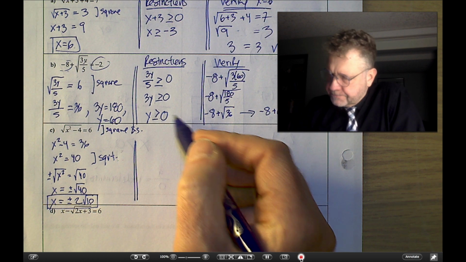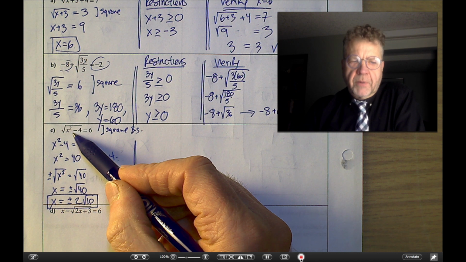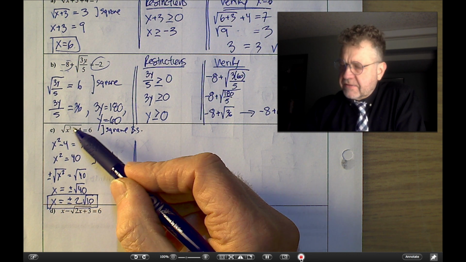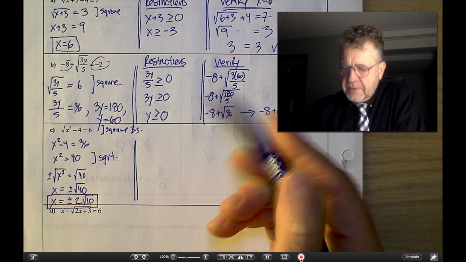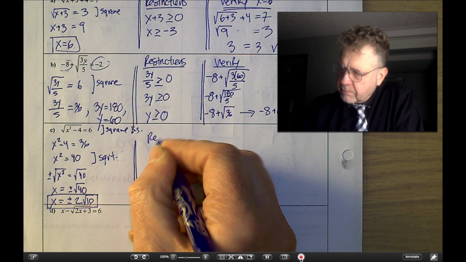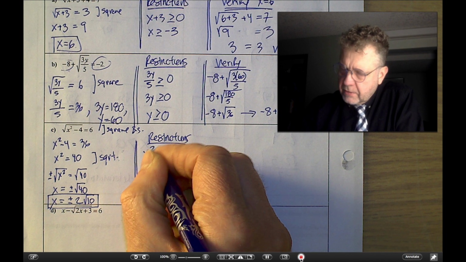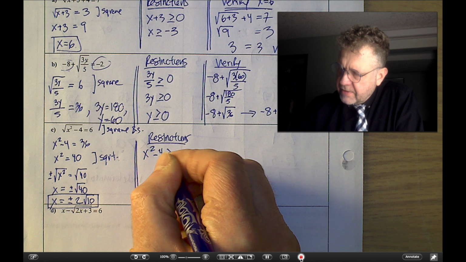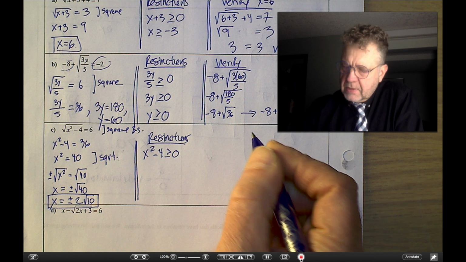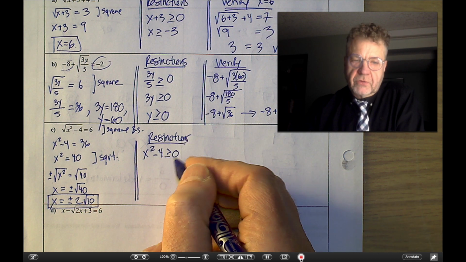Well, it's the same story. Whenever you have a value or parts of the expression inside the radical, that radicand has to be greater than or equal to 0. So for restrictions, x squared minus 4 has to be greater than or equal to 0. In other words, x squared has to be greater than or equal to 4.